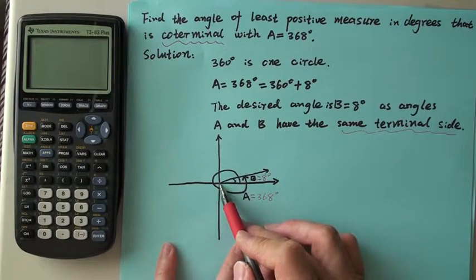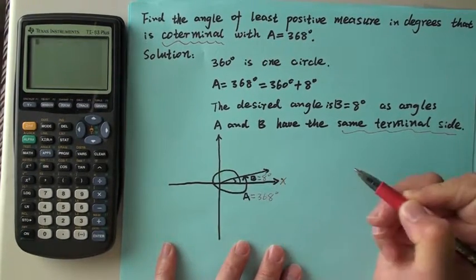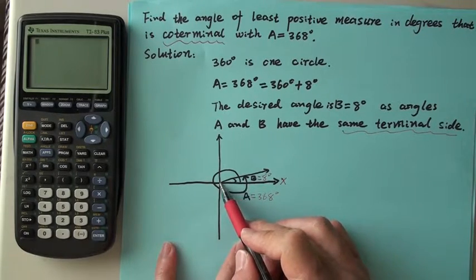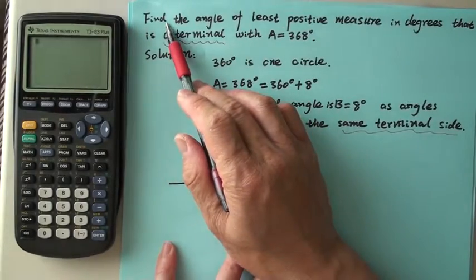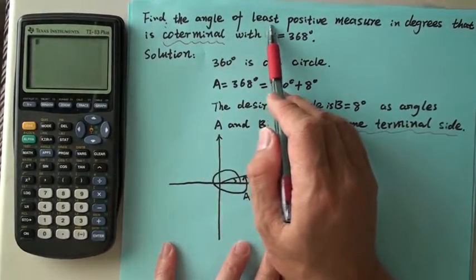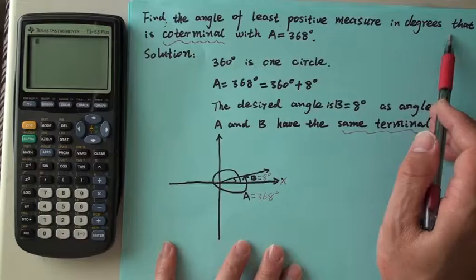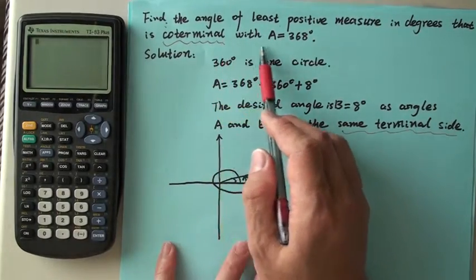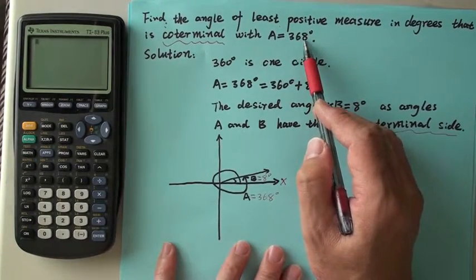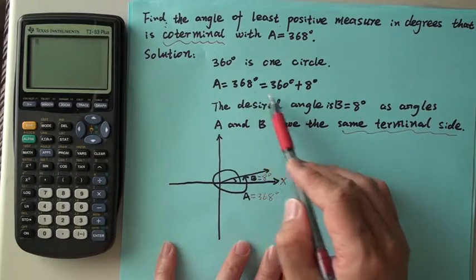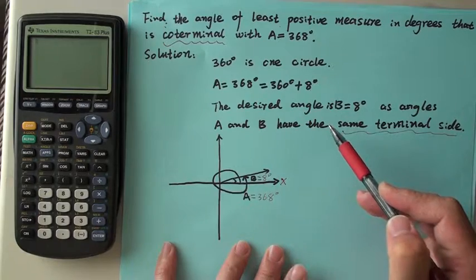Coterminal angle means two angles have the same terminal side. We know the initial side is on the x-axis. Then there are many angles that may have the same terminal side. But what we need to do here is find the angle of least, meaning the smallest, positive measure in degrees that is coterminal with this angle A. We know 368 degrees is actually 360 degrees plus 8 degrees.